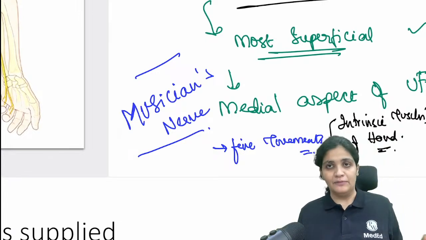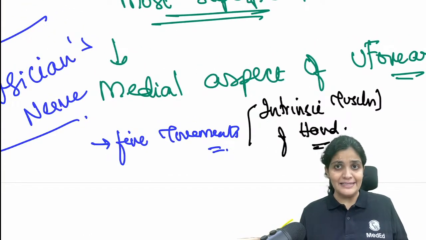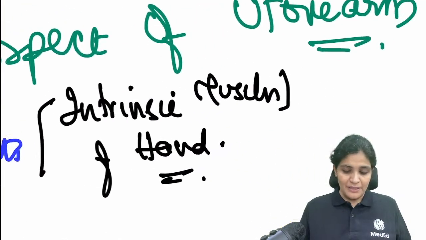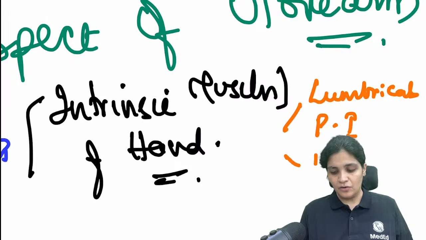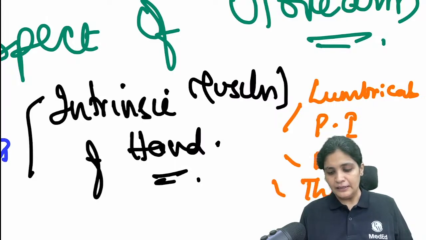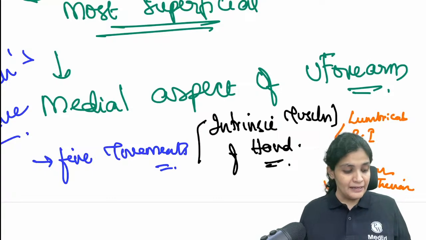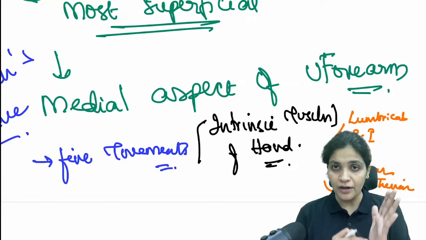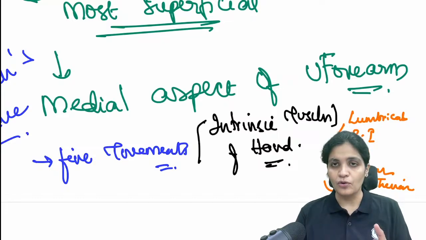Yes, interossei are one of the intrinsic muscles of the hand, but I'm asking you, why the word intrinsic? The intrinsic muscles are the lumbricals, palmar interossei, dorsal interossei, thenar, and hypothenar. All these are intrinsic muscles of the hand. Very, very important. So what is the reason why they are called intrinsic? Intrinsic means they take origin in the hand and get inserted in the hand. They don't cross the joints, they don't cross the wrist joint.